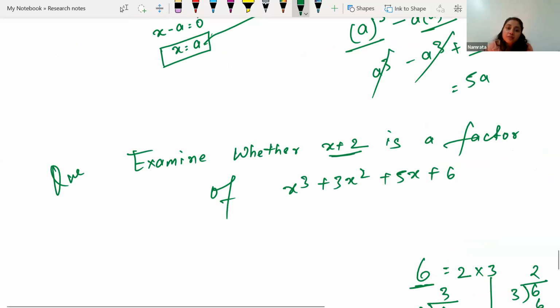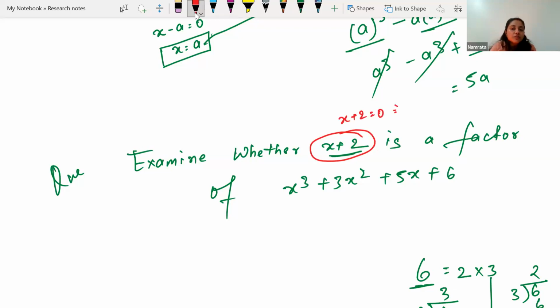So if the remainder is 0, it's a factor. If the remainder is not 0, it's not a factor. How to check the remainder? By the long division method? No, we will not waste our time. We will apply the remainder theorem. The remainder theorem says, this is the divisor, find the zero of it. So x plus 2 equals 0 gives x value as minus 2. This x value, minus 2, we will substitute in our dividend.